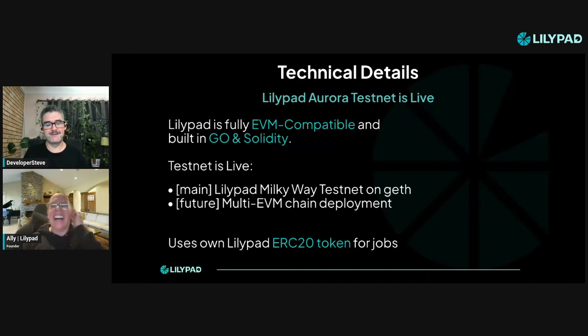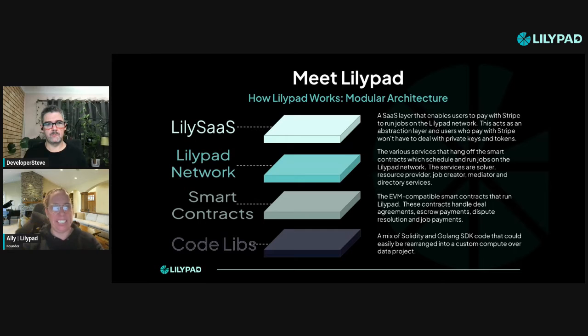Also, in future, we'll be deploying to multiple EVM chains. So what happens with Lilypad is we do off-chain compute and we do verifiability using smart contracts and some other game theory mechanisms, which I'm going to get into in a second. Those are built on Solidity contracts, which means we can deploy to multiple EVM chains and still have access to this compute network. So wherever you like to build your applications, you should be able to run Lilypad in the future. Lilypad everywhere, we're calling it.